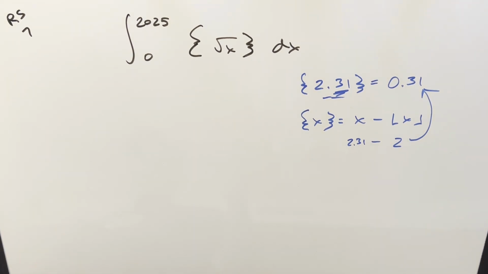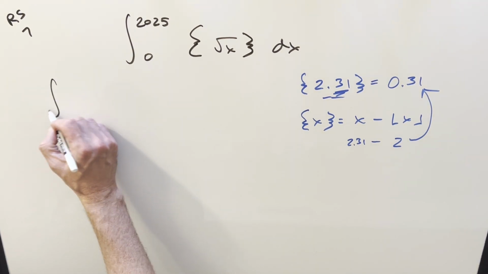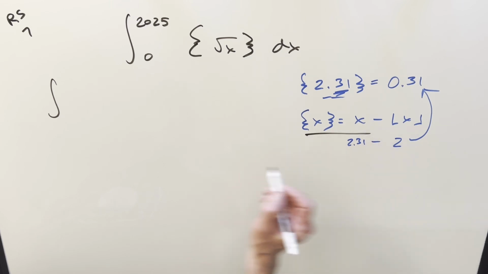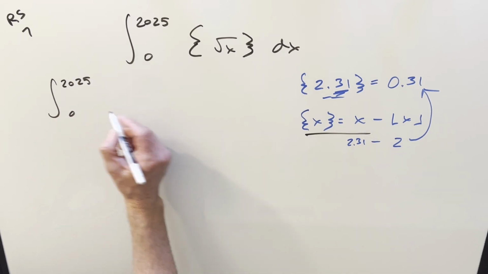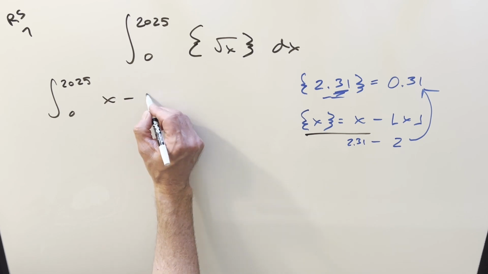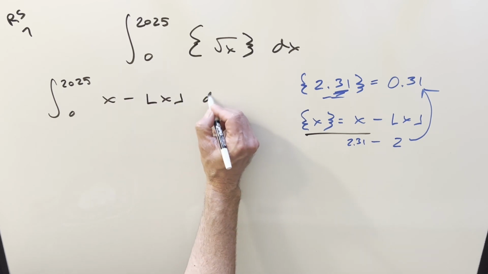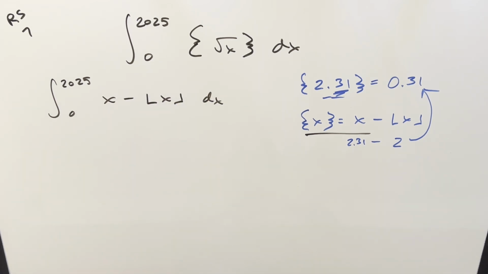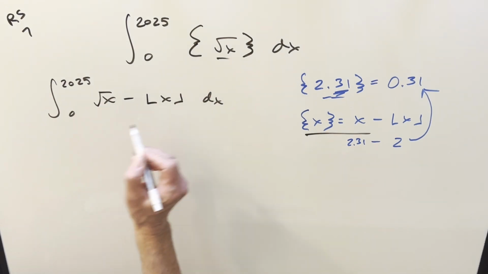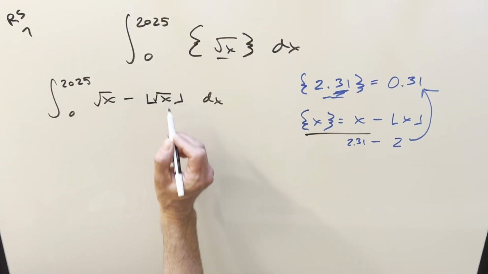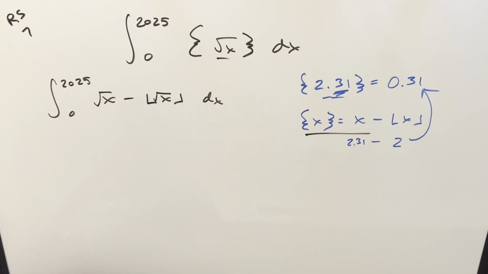So in this somewhat alternative method, instead of doing a u substitution, we'll go right away to use this instead. So we're going from 0 to 2025, break it up as x minus floor function of x dx. But of course, the thing I forgot is this is a square root. I've done that multiple times. So we've got the square root of x inside for both of these.